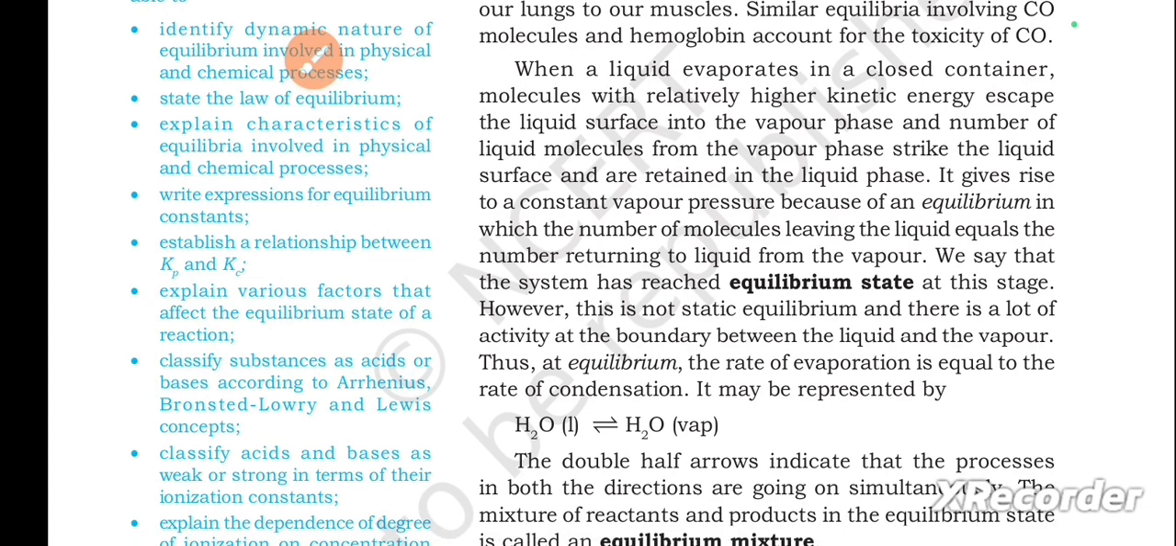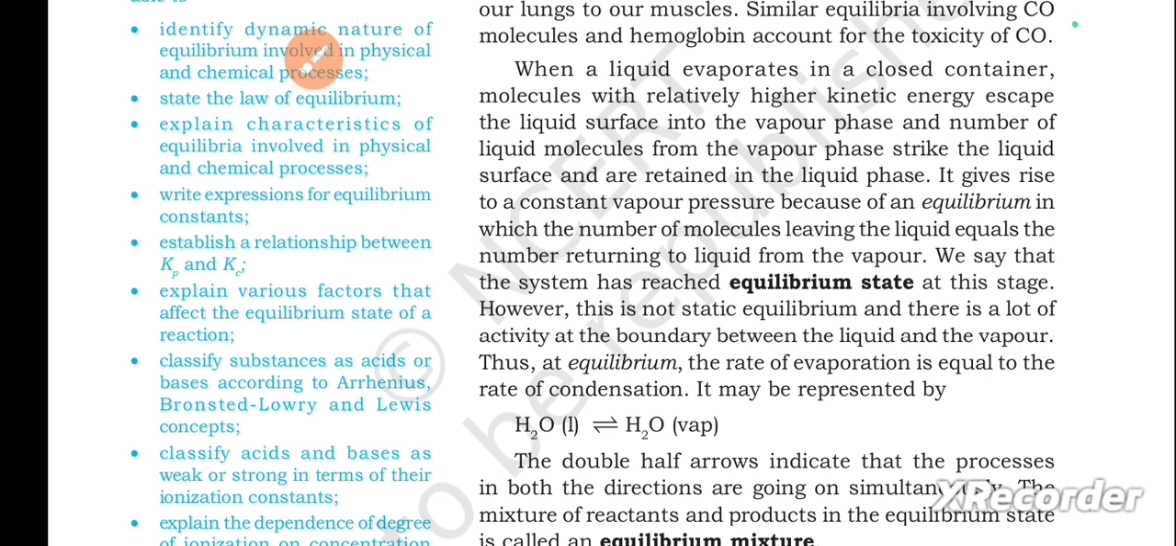When a liquid evaporates in a closed container, molecules with relatively higher kinetic energy escape the liquid surface into the vapor phase, and a number of molecules from the vapor phase strike the liquid surface and are retained in the liquid phase. It gives rise to a constant vapor pressure because of an equilibrium in which the number of molecules leaving the liquid equals the number returning to the liquid from the vapor. We say that the system has reached the equilibrium state at this stage.